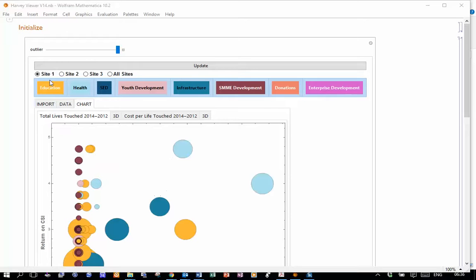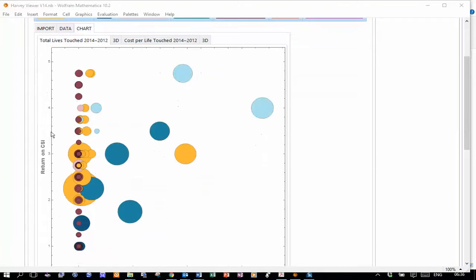For this demonstration, we're only going to be looking at site number 1, but for all sites in this particular model, it had 250 odd projects scanning several years. On the vertical axis, we introduced return on CSI. Now, return on CSI is a qualitative measure per project, and this is then an aggregate of 4 indices, namely a sustainability index, an impact index, an efficiency and effectiveness index.